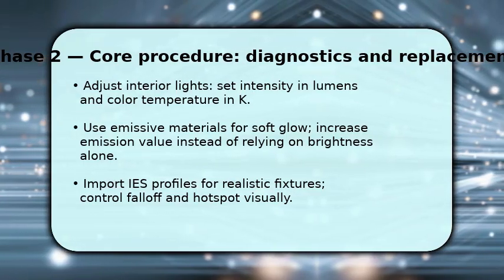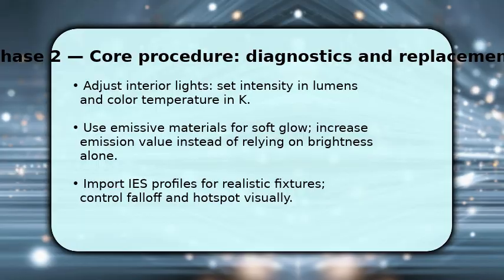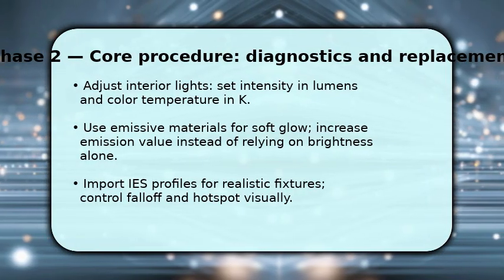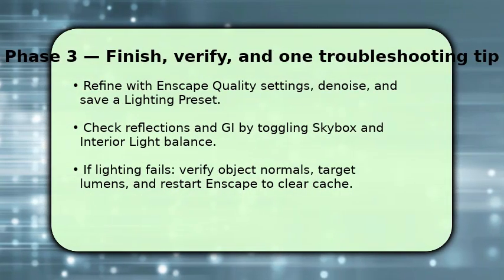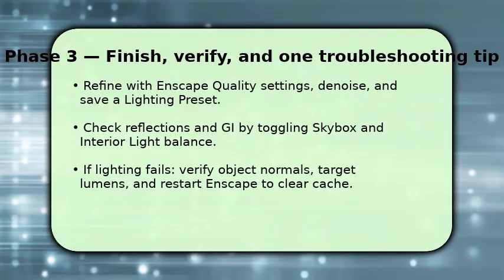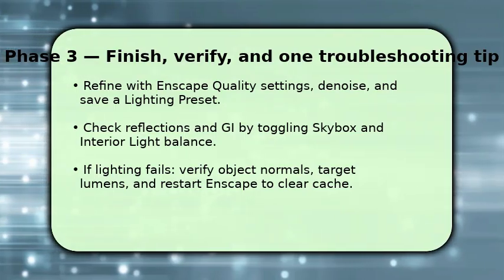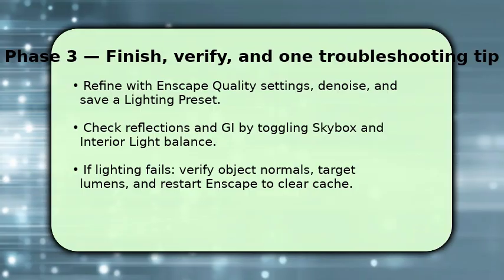Also check material roughness and metalness. These parameters dictate how light bounces and creates realistic highlights. Finish by dialing Enscape quality and using denoising for final renders. Save your adjustments as a lighting preset so you can repeat results.